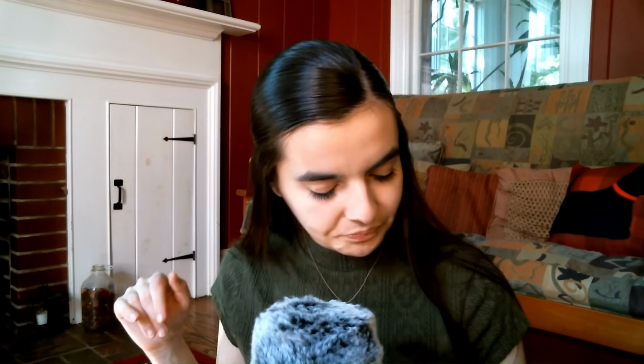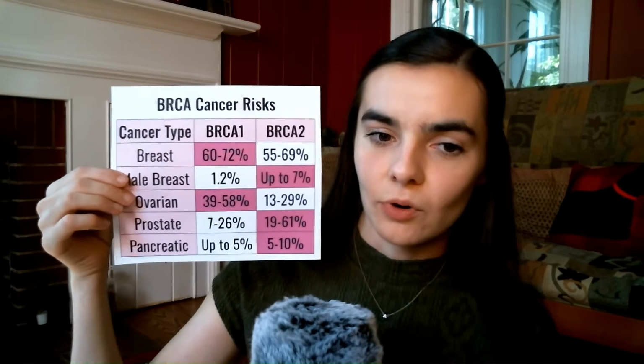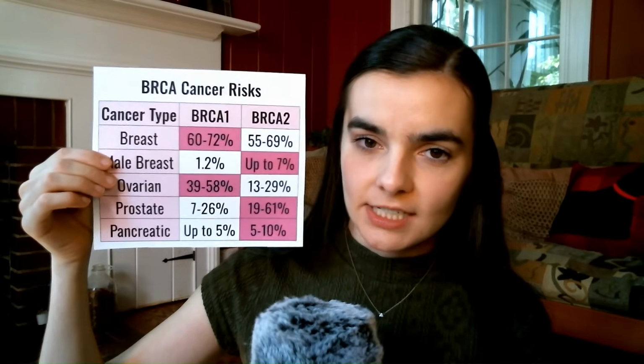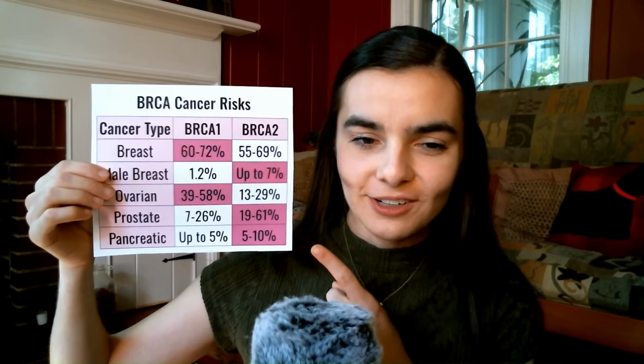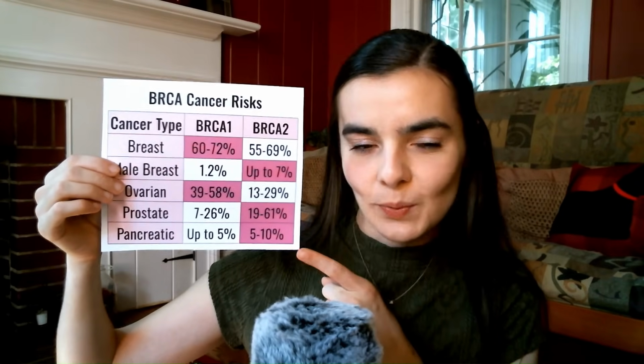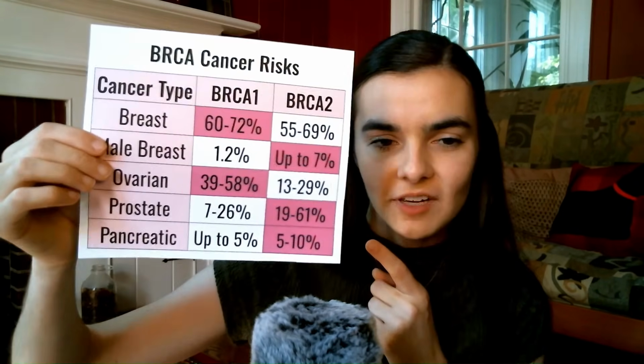So the first genes that we're talking about are the BRCA genes. These are the most common. If you've heard of one, it's probably these ones. Famous because Angelina Jolie has a BRCA mutation. I don't remember if it's BRCA1 or BRCA2, but I think that's how this got well known.